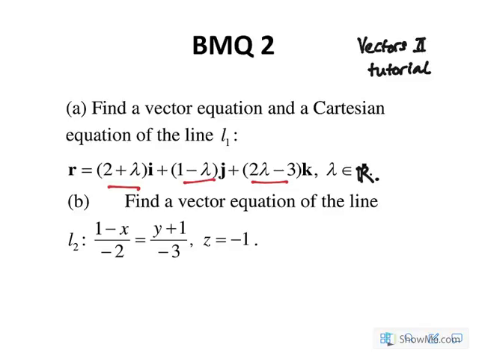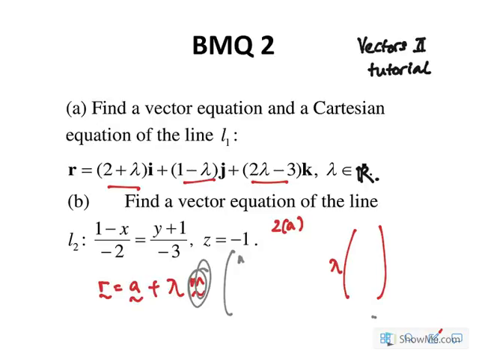Right? So for BMQ 2a, it's rather simple. All you do is we just see 2 plus lambda. So what I'm going to do, I'm going to put lambda at the side. I'm going to use it as a direction vector, and you know that if you need a vector equation, it's going to look something like a fixed position vector plus lambda m, where m is a direction vector. So likely all the numbers here, your m1, m2, m3, need to be multiples of lambda.